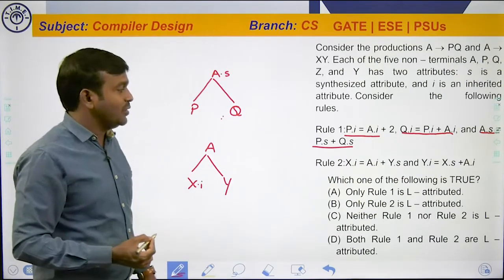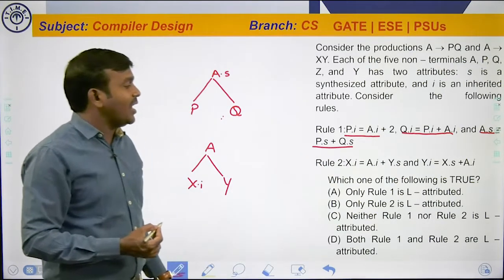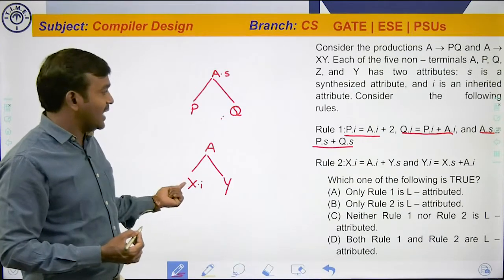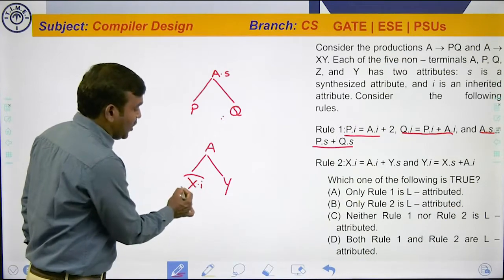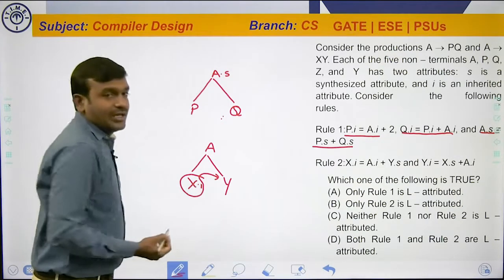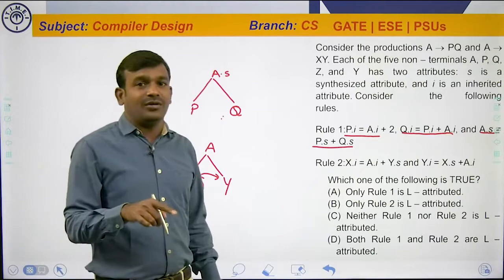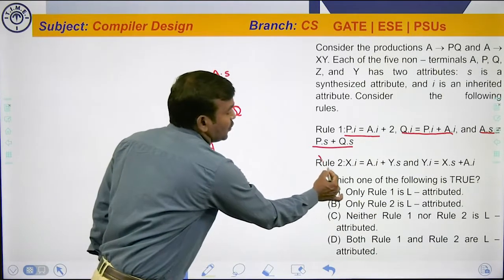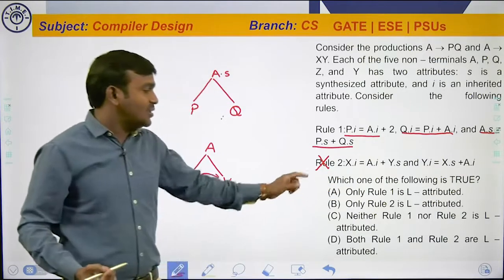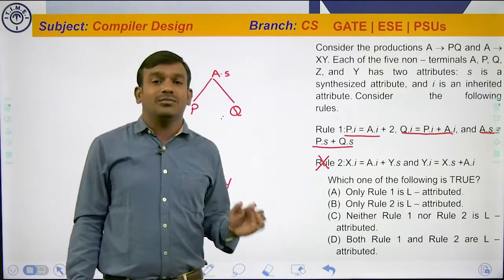And coming to rule 2, X dot I equivalent to A dot I plus Y dot S. See, X is depending on the right hand side sibling. So we can call it an inherited attribute, but that is not allowed in L attributed. So rule 2 is wrong. Then the answer is only rule 1 is L attributed grammar.